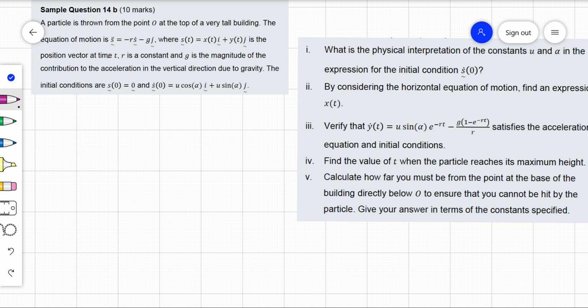S of t is equal to x of t i plus y of t j. So that's like the displacement. So the first one is the acceleration equation. So it's all as normal.